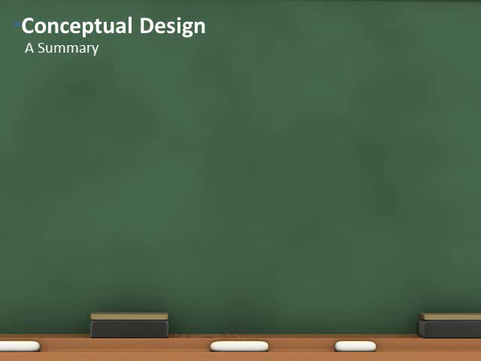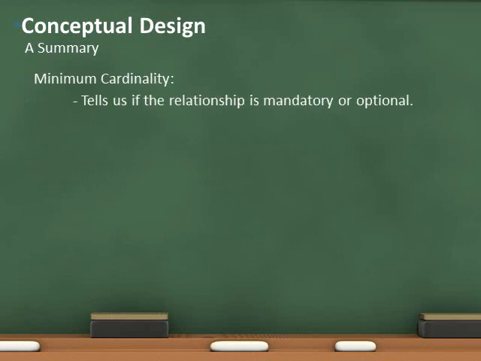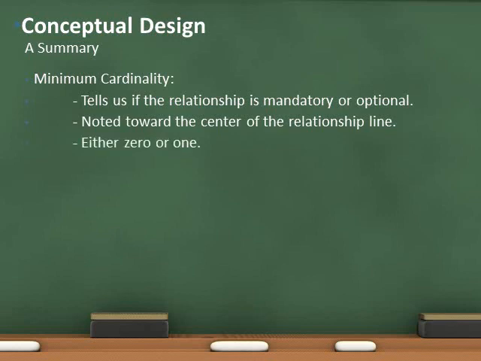Related to cardinality, John Rick Navua talked about maximum and minimum cardinality. So, minimum cardinality tells us if the relationship is mandatory or optional. It is noted towards the center of the relationship line. It could either be 0 or 1. And the symbols used are circle or bar. Bar would represent 1 while circle would represent 0.